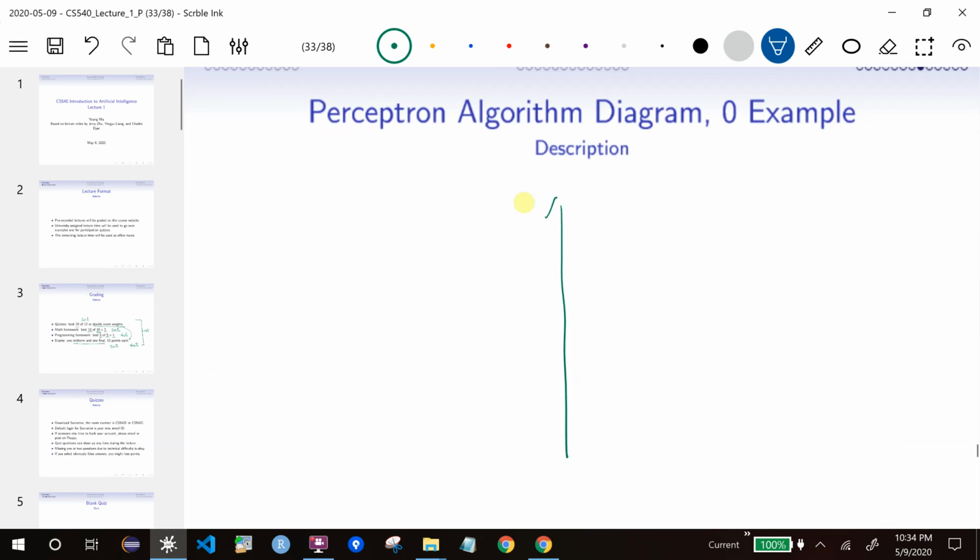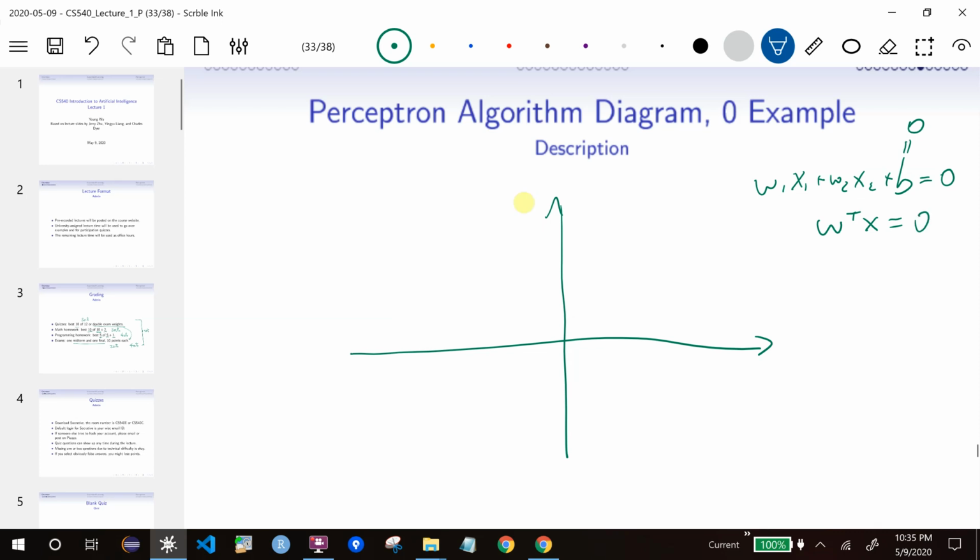So to make everything simpler, we will use the two-dimensional example, and also we'll assume the bias is 0. So we'll assume B is 0. So the line will be this. And in particular, if you write it in vector notation, it's just W transpose X is 0, which means they are orthogonal to each other.